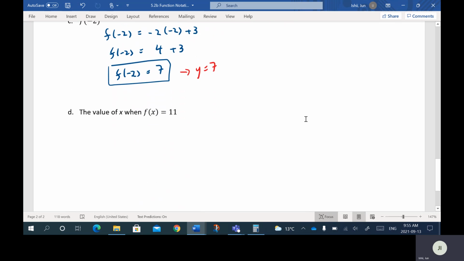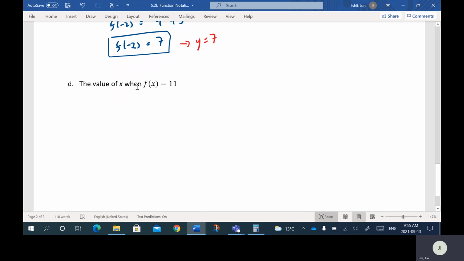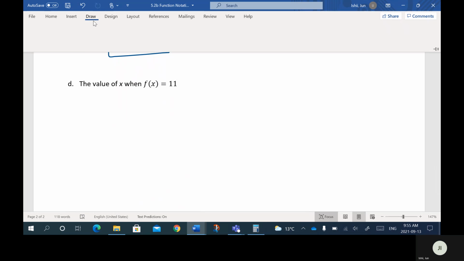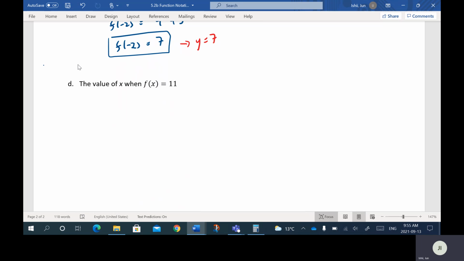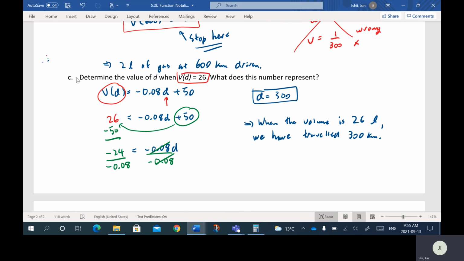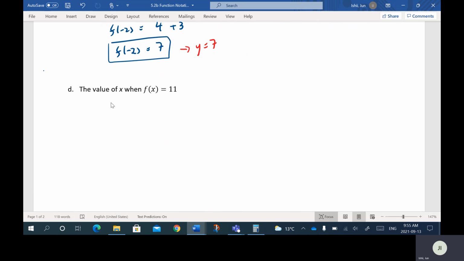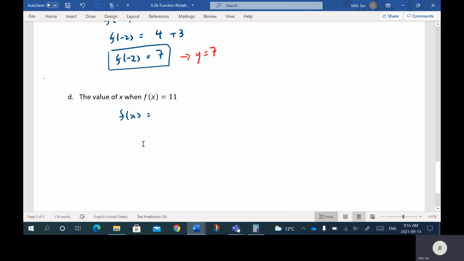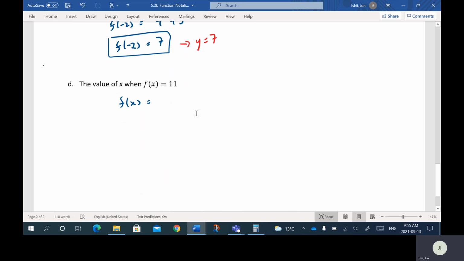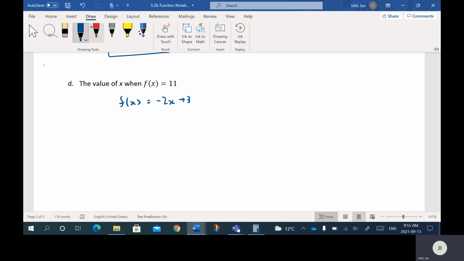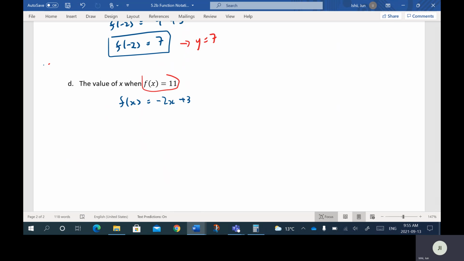Cool. So this is the last part of the example. We want to find the value of x when f of x is equal to 11. This is kind of similar to part C of the last example. So f of x is equal to -2x plus 3. This time, it's saying f of x is equal to 11. So that means this side here is actually equal to 11. And what I want to do here is solve for x.